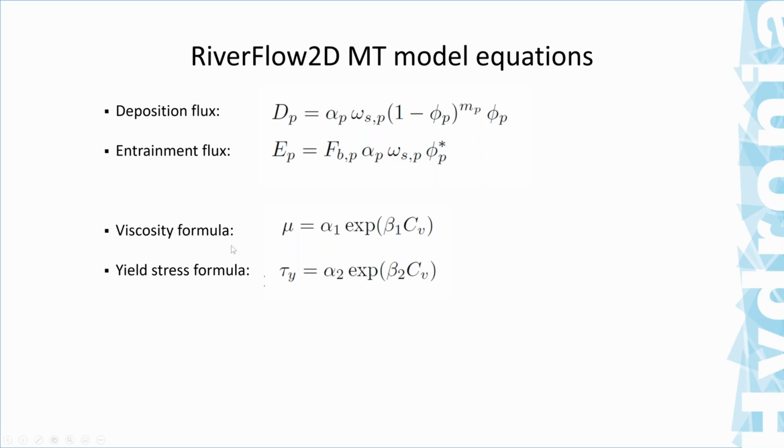In addition, when you use the variable property option, the viscosity and yield stress, of course the density, but particularly the viscosity and the yield stress, can vary as a function of the concentration of the mixture, the volume concentration. So by providing these expressions, the model can compute at each cell the viscosity and the yield stress as the flow is happening.